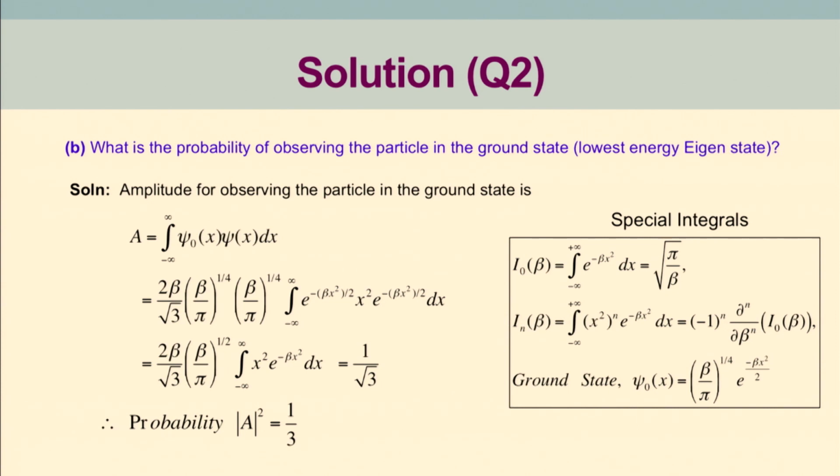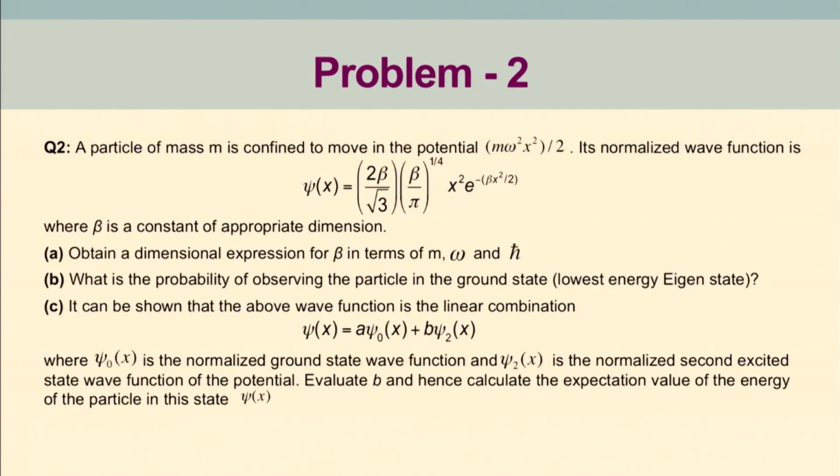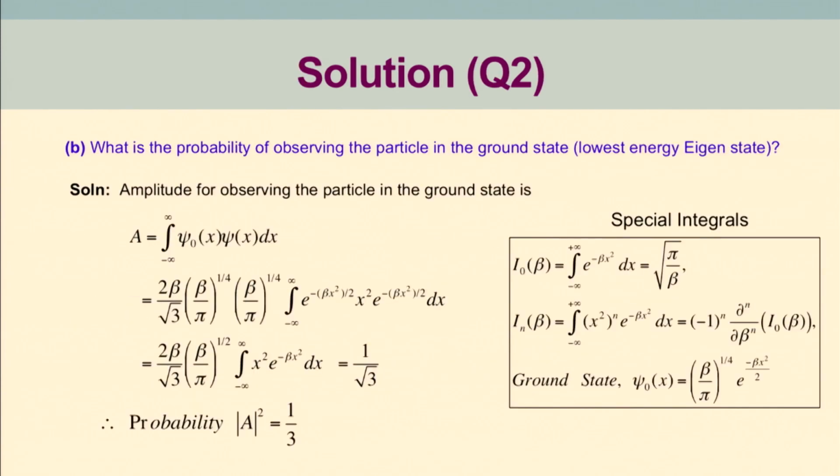If I substitute this value of psi 0 x in this particular integral, and also use this form of the wave function psi x, a constant times x squared e to the minus beta x squared by 2, I will get an integral of the form integral from minus infinity to plus infinity of x squared e to the power minus beta x squared dx. There are standard integrals to evaluate such integration, and the spatial integral has this form as shown in the right box. If you use that, you will get the amplitude of observing the particle in the ground state to be 1 over root 3, and hence the probability of observing the particle in the ground state will be mod a squared, which is 1 over 3.